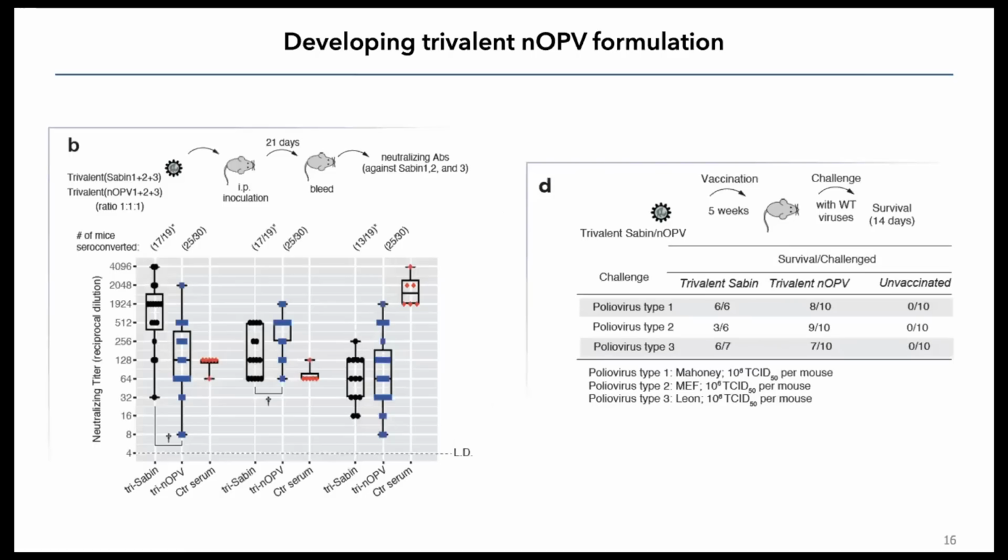So this is immunogenic, but this opened the opportunity to now develop trivalent formulations. So this is a comparison of trivalent Sabin with trivalent new OPV. You can see that it's comparably immunogenic, and you can protect many of the animals with the trivalent OPV too. So this not only produces good neutralizing antibodies, but also is immunogenic.